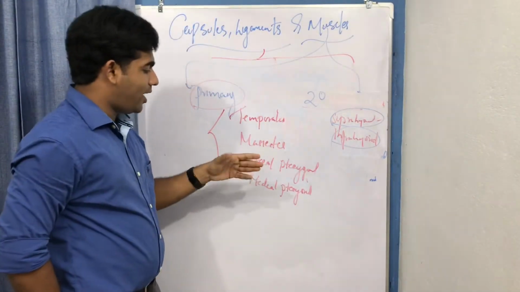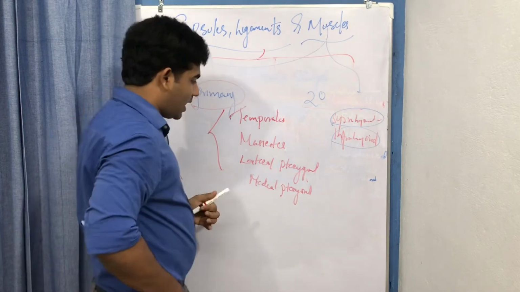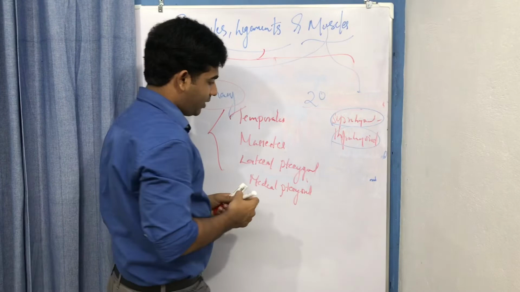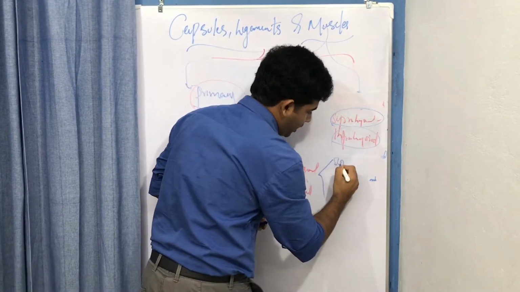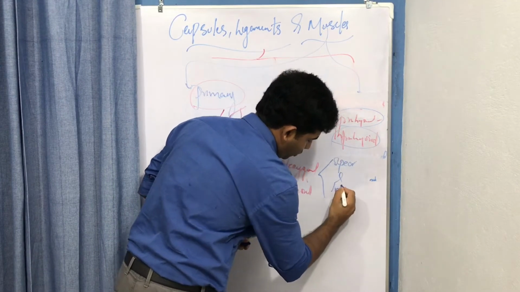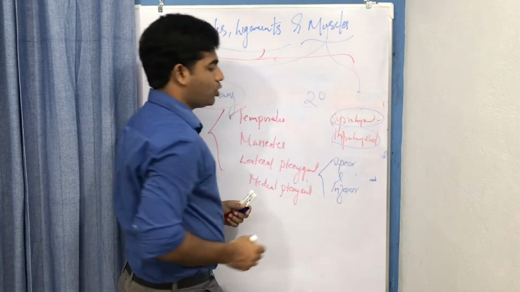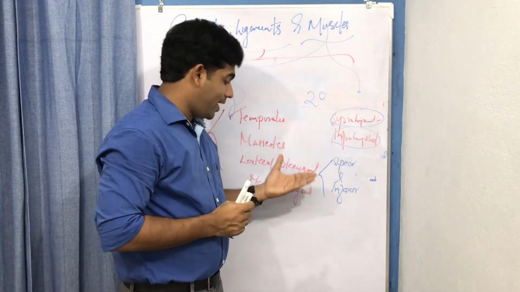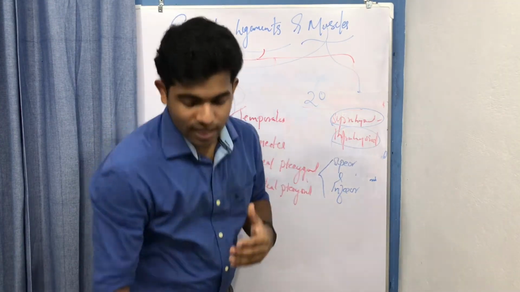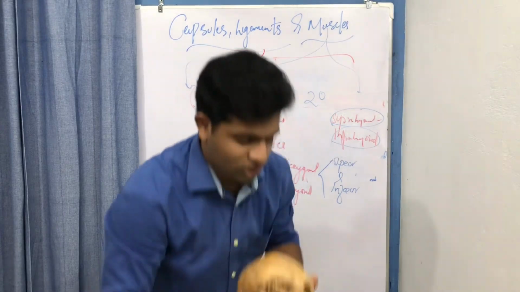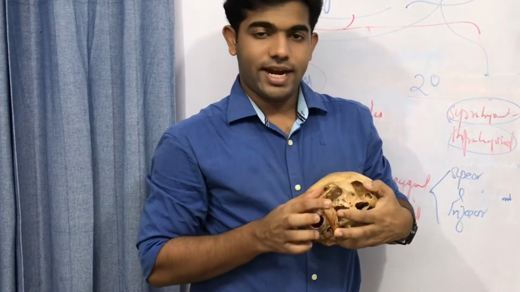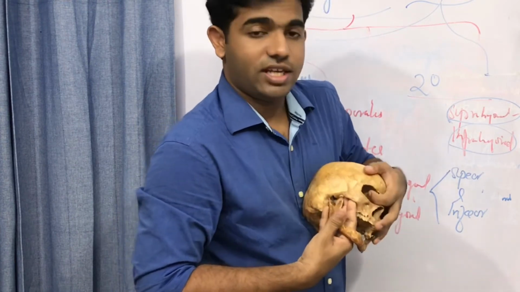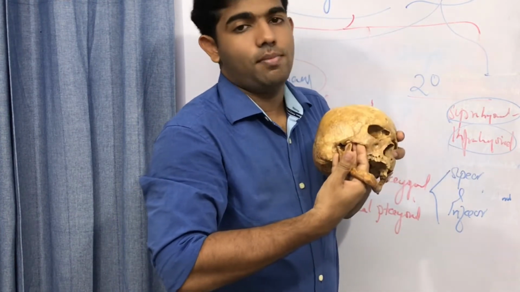The lateral pterygoid and medial pterygoid. I want to tell you that both of the muscles have a unique feature: they have a superior portion and an inferior portion. Both the lateral pterygoid and medial pterygoid have a superior and inferior portion. Where do you see this pterygoid muscle? You don't see it externally, but it is seen interiorly, medial to the mandible.